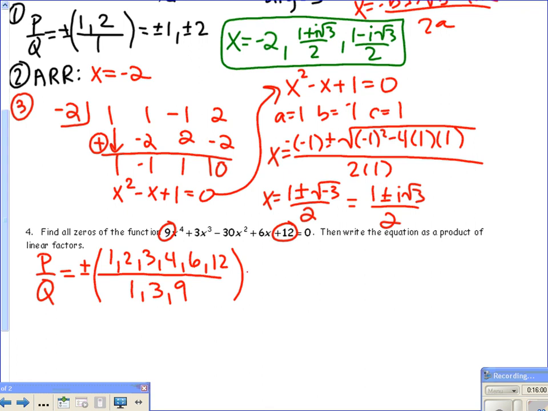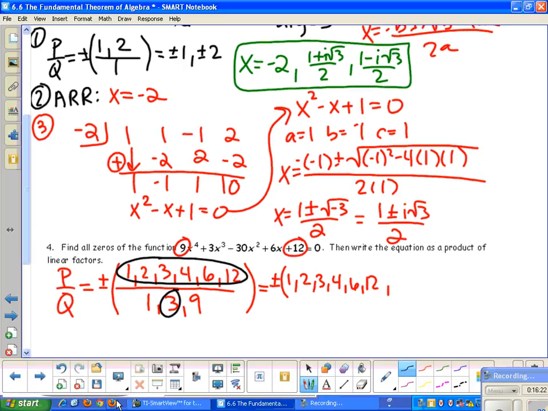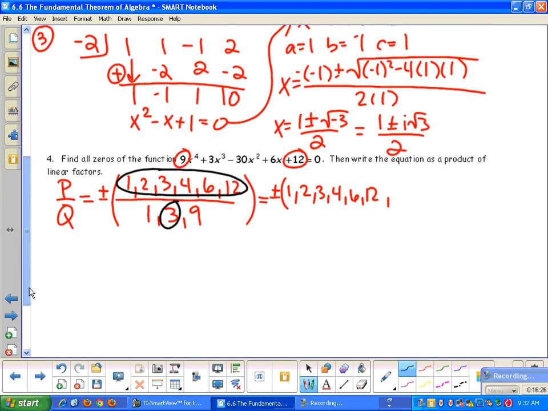So if I want to write this out, each number in my numerator has to go over my denominator. So plus or minus 1, 2, 3, 4, 6, and 12, because that was all over 1. Now I have to take each of these numbers that I have here and put it over 3. So when I write that out, I would get 1/3, and then 2/3, and then 3/3 is 1, so I don't need to write it again. Then I have 4/3. And then 6/3, which is 2, so I don't need to write that again, and 12/3, which would just give me 4, so I don't need to write that one again.